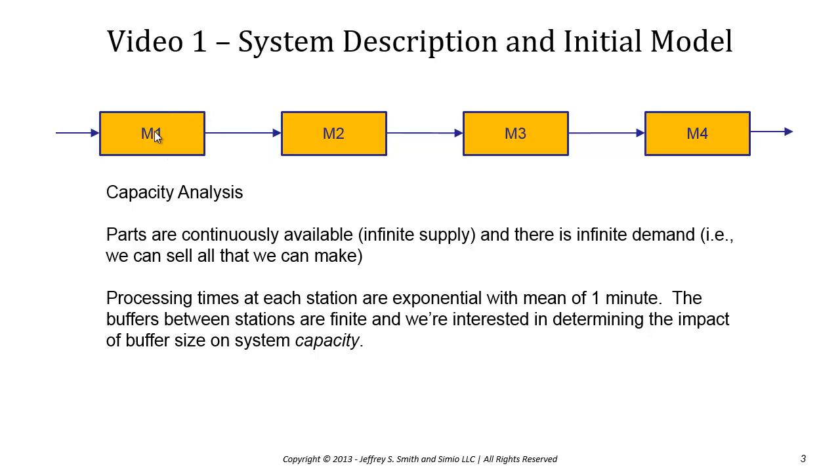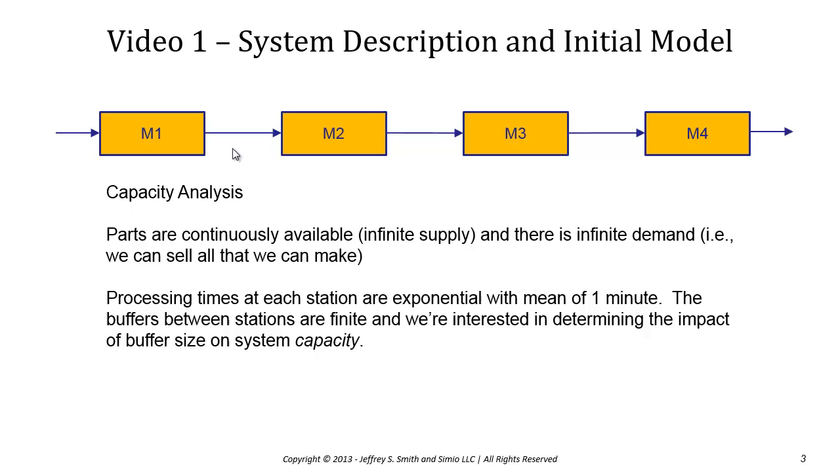And so for example, if M1 is finished processing and M2 is busy and the buffer is full, then M1 will be blocked and can't start processing another part. Similarly, if M1 is busy, the buffer between M1 and M2 is empty, and M2 is finished, then M2 is starved. So it's available, but there's no work for it to do.